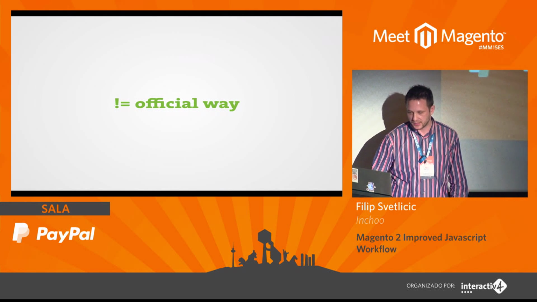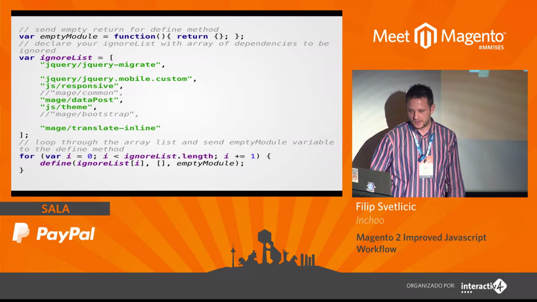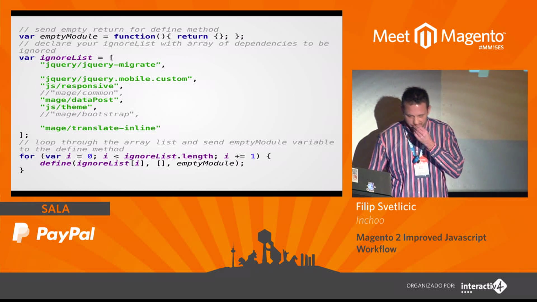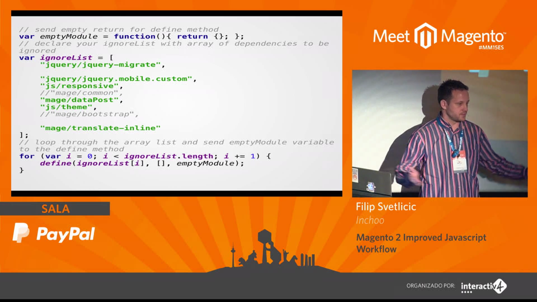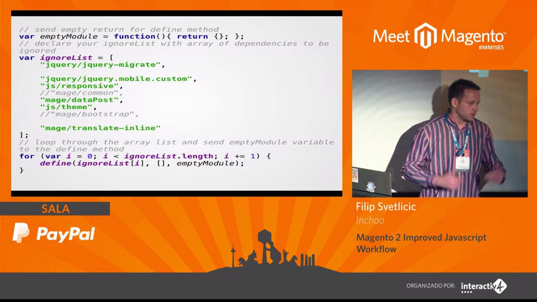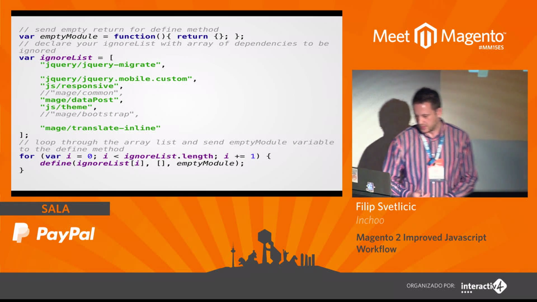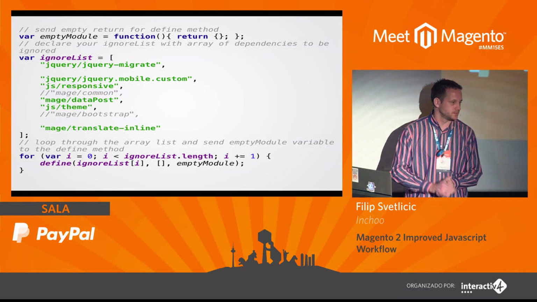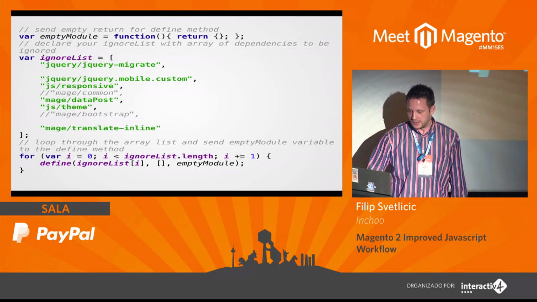But how we are seeing this problem in our way is to send an empty return to the define method and send it blank. Because I don't want to have jQuery migrate on the home page of my custom project. I don't want to have mobile custom responsive. These are all things that I want to do on my own, because I don't need them. So we are just looping through it and setting it for now to empty. And this is how it is supposed to work.